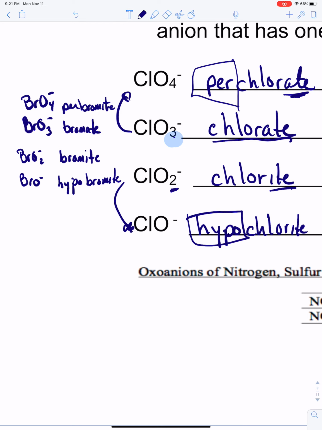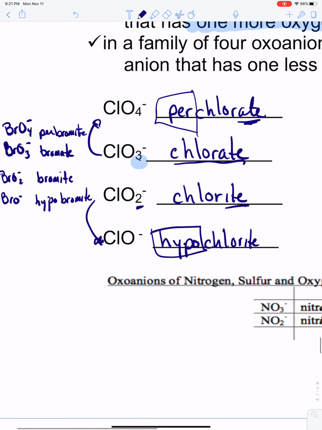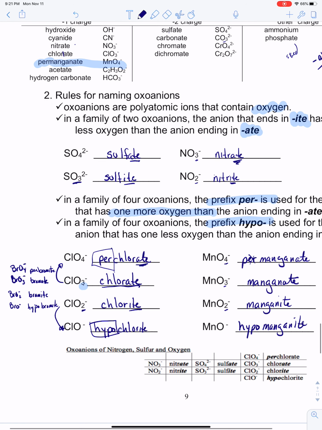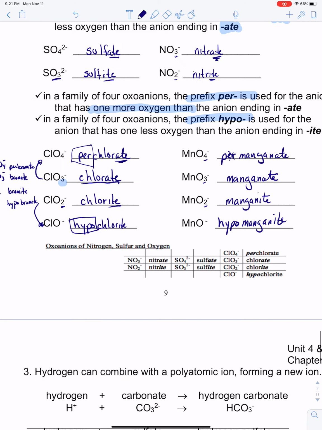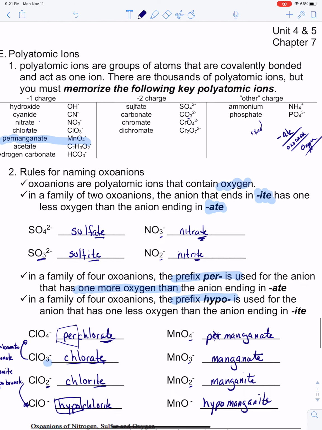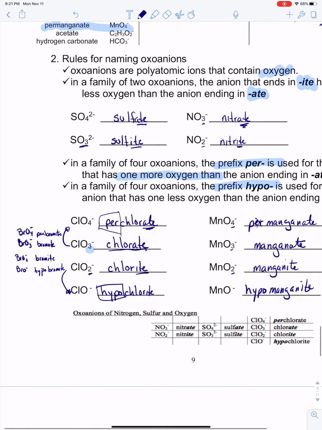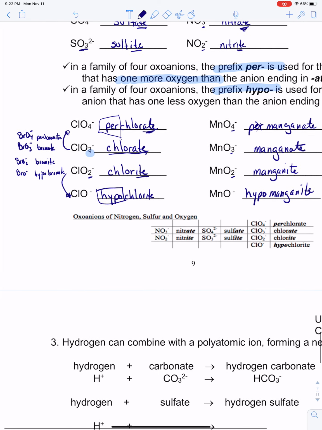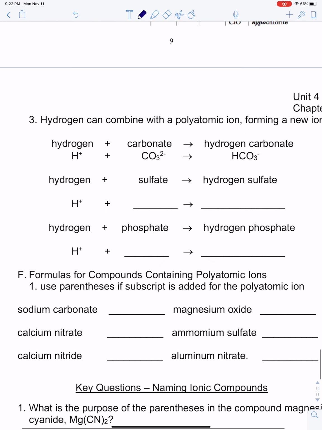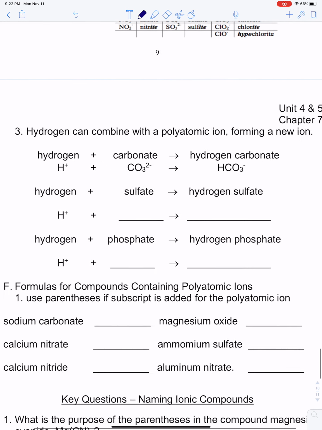So knowing the polyatomic ions, these 14, we extended it quite a bit. If we know the rules for naming oxoanions, we can actually extend this 14 by applying the rules for oxoanions for the different families. Now there is one more possibility.